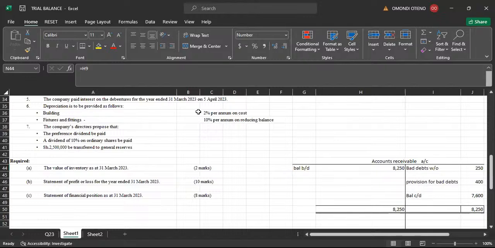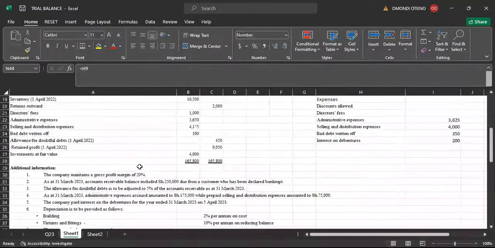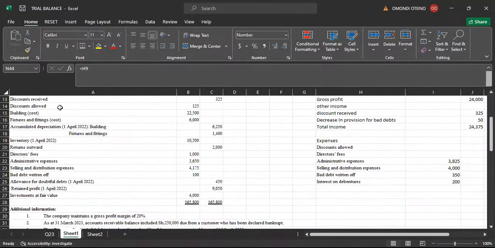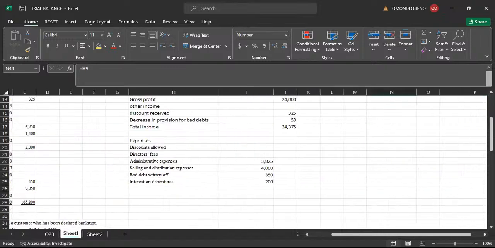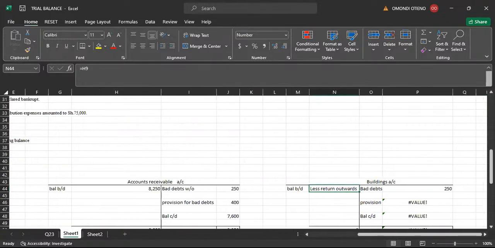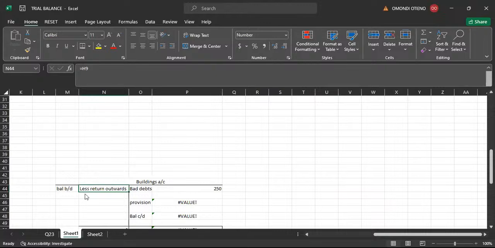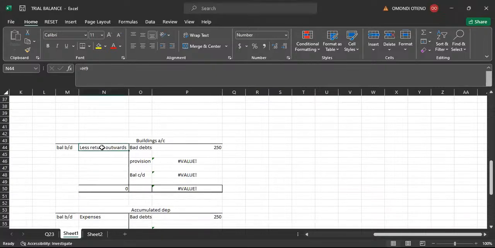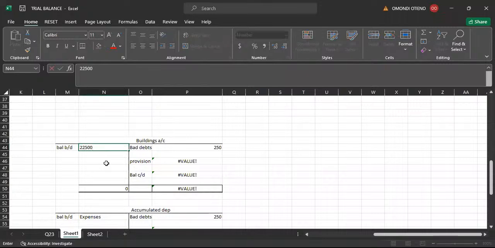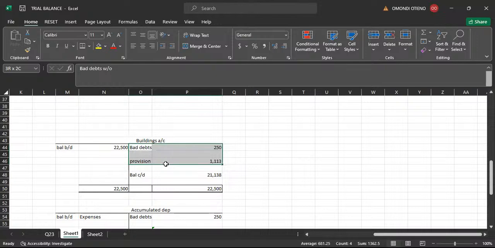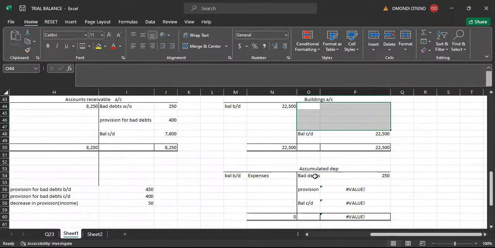Building account, remember the asset here, we are told depreciation is 2% per annum on cost. So if that's a straight line, it will remain constant. It is 2% on cost. It is a constant figure. So it means the value of this asset here, this building at cost, is 22,500. It will remain constant all through. So what I need to do is to indicate 22,500. That is the balance brought down. Then balance carried down, because I'm maintaining the account at cost. It will not change. It will be like that for the lifespan of this particular asset.